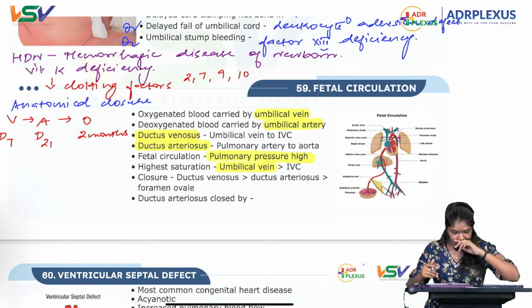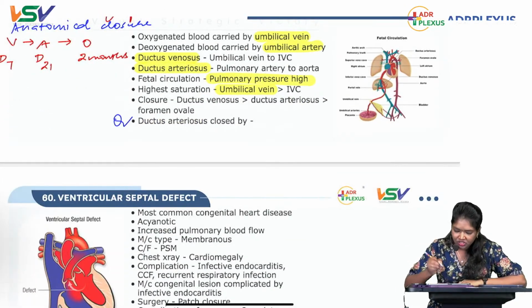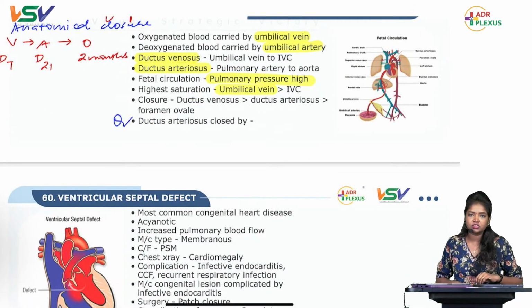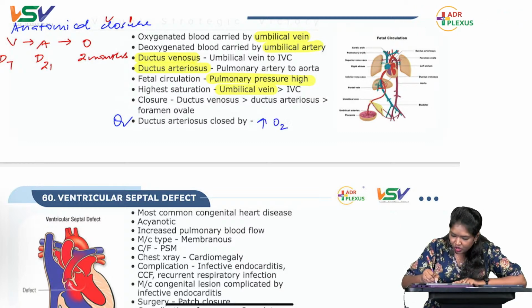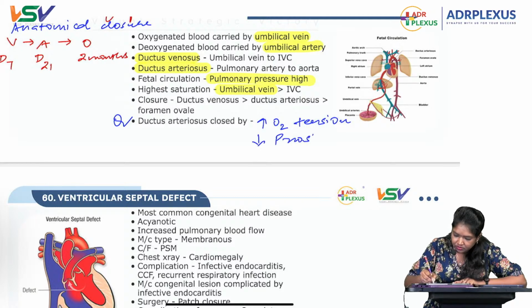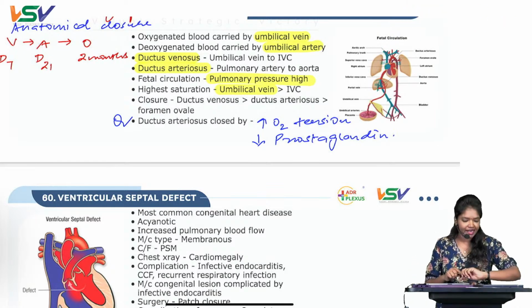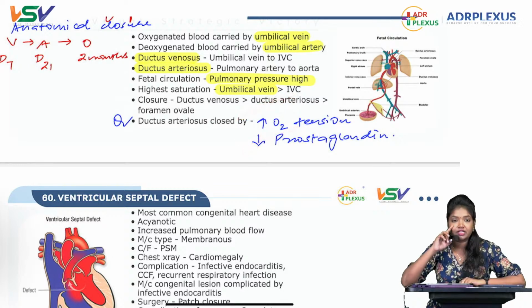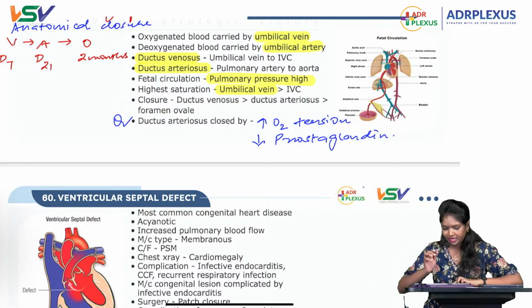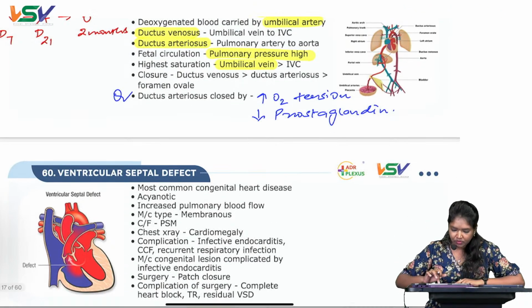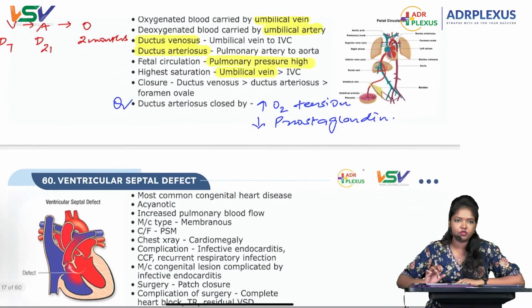Okay, fine? Yes. So next important question, an repeated question: ductus arteriosus is closed by dash. What is that factor which closes ductus arteriosus? Very good. Increased oxygen tension and decreased prostaglandin. So these are the factors which result in closure of ductus arteriosus. Fine? Yeah. So that is about fetal circulation and important MCQs from fetal circulation.